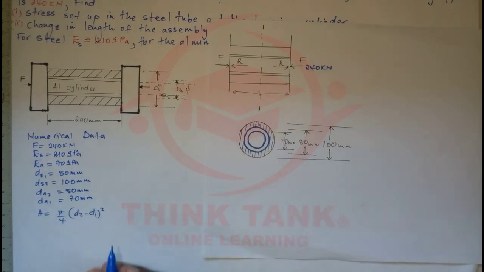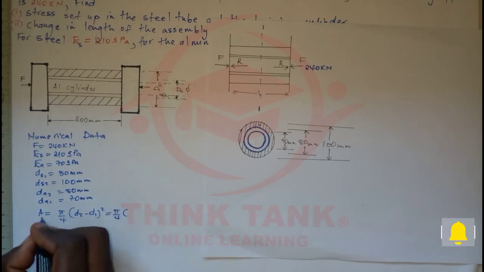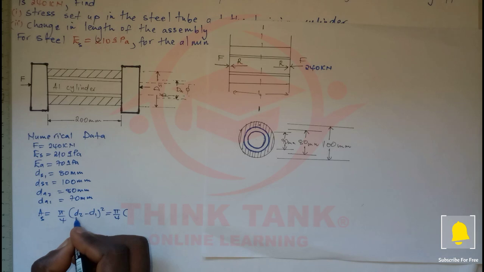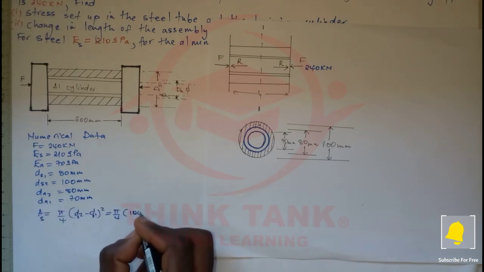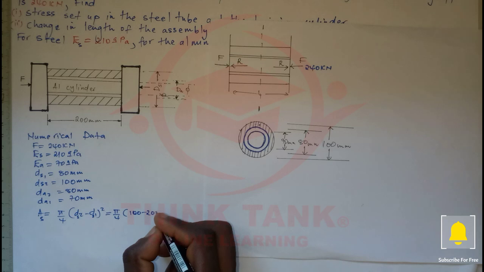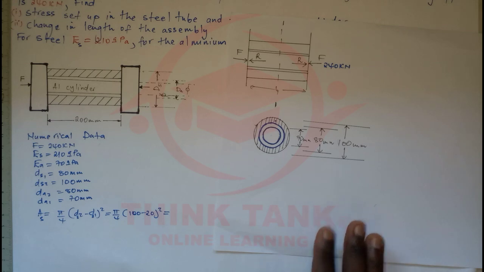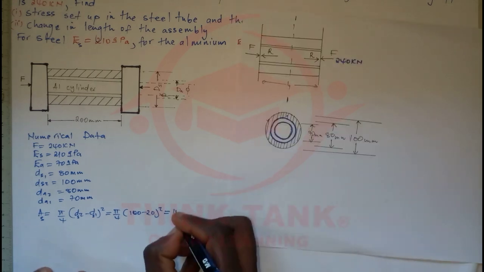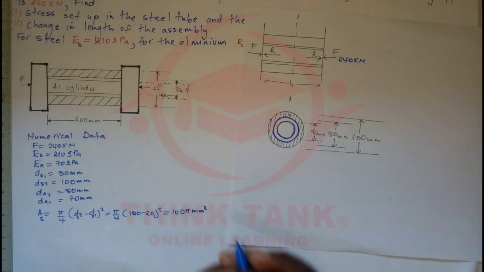That is going to be the area, and it's going to be pi over 4 times the difference of the squares of the diameters. This one is S, for steel, so I'm going to write d_S2 and d_S1. So I'm going to say pi over 4 times (100 squared minus 80 squared), and we're going to see that the area of the steel is going to be 900 pi millimeters squared.